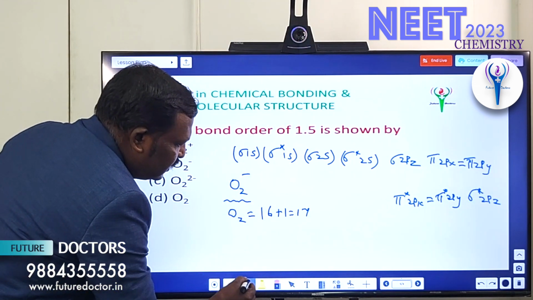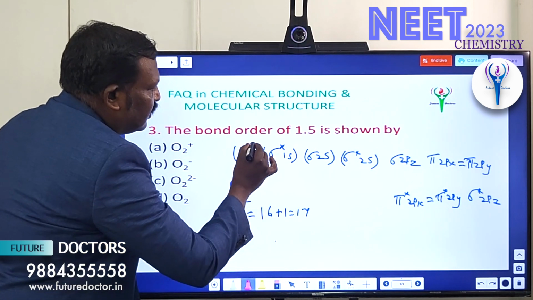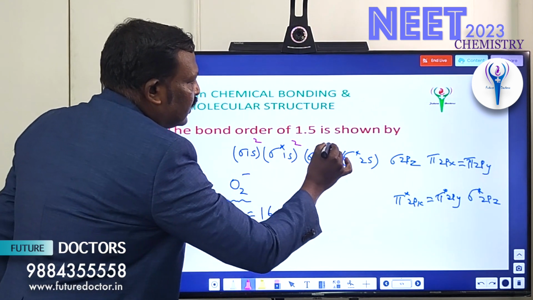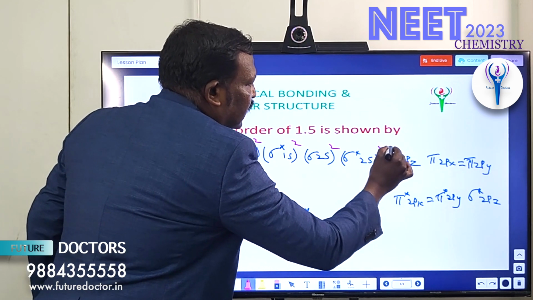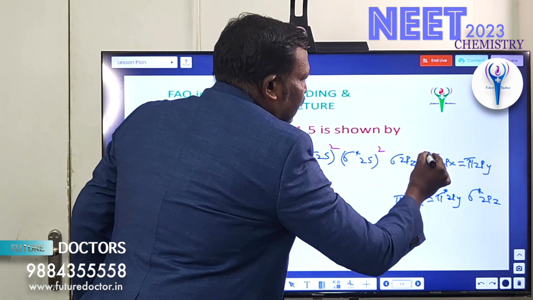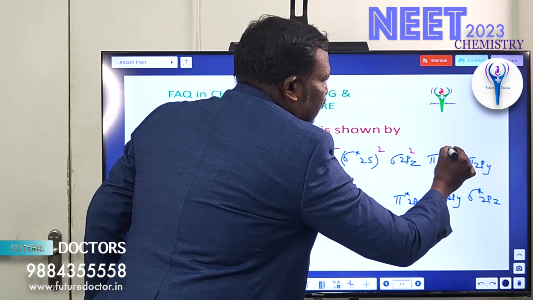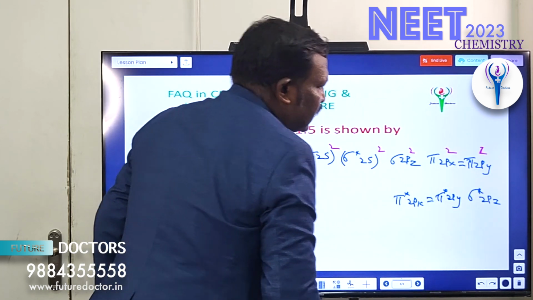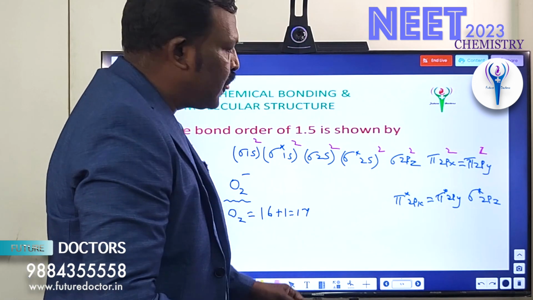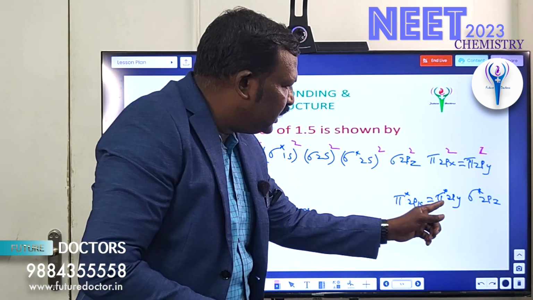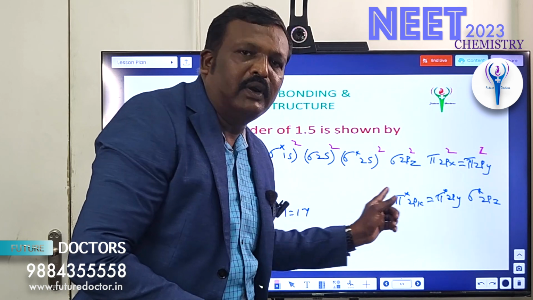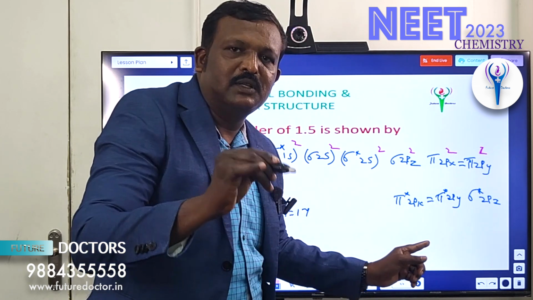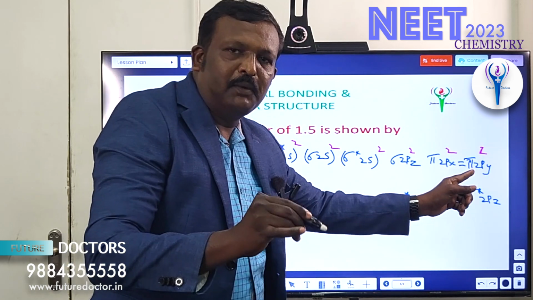There is an order: 2, 4, 6, 8, 10, 12, 14. Understood? Then when you come to these two orbitals that have equal energy, then only I put the equal to symbol. Okay. Up to here we fill up 14 electrons.